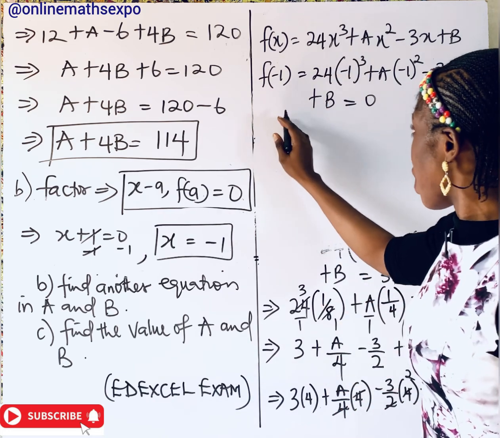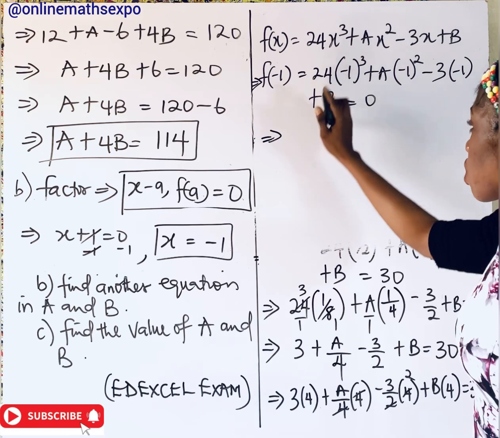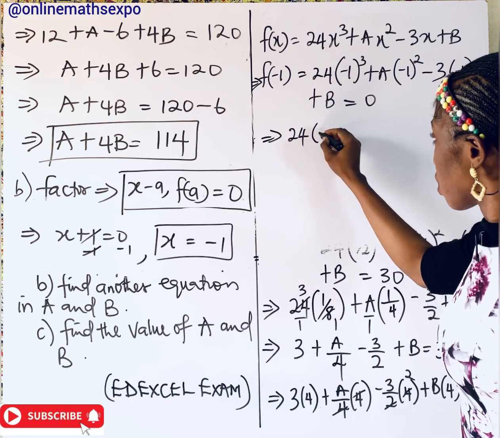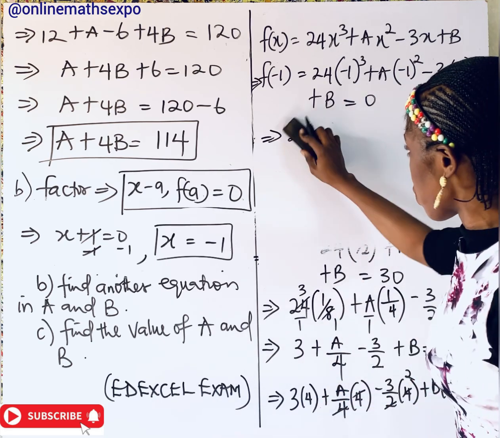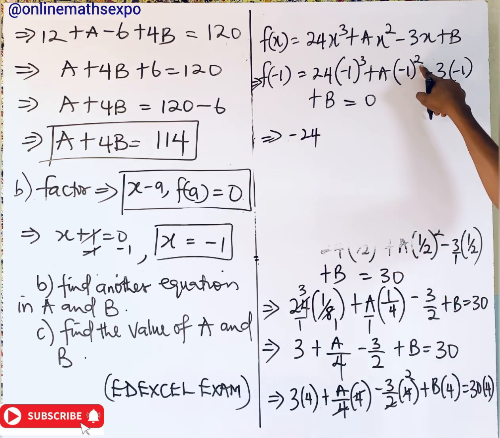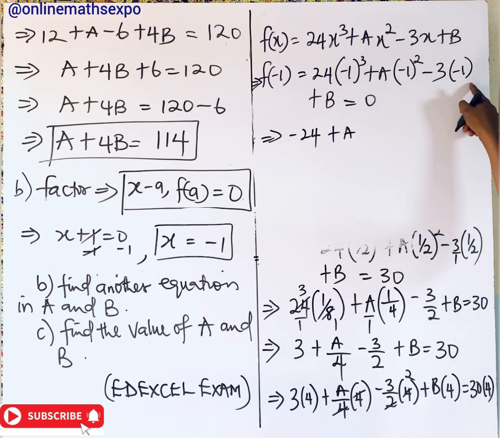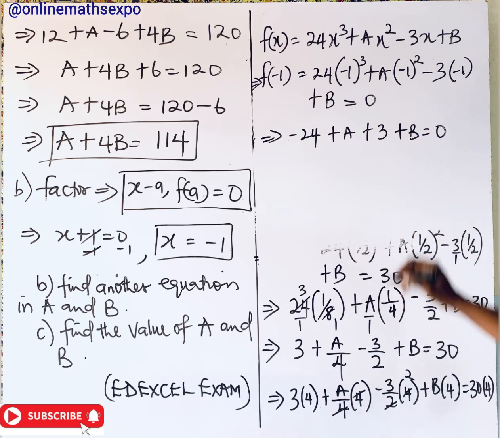So let's simplify. So it means we are going to now have this giving us 24. Negative 1 cubed will give us negative 1, okay? And when you multiply it by 24, it gives us negative 24. So this is what we have. Negative 1 squared is 1. And multiplied by a, you have a. This will give us positive 3 plus b is equal to 0.